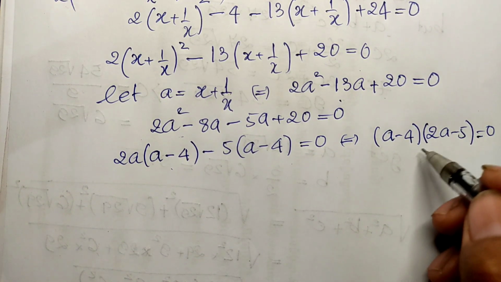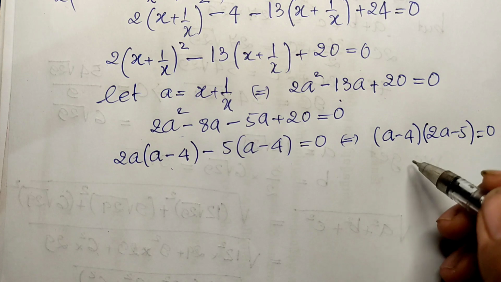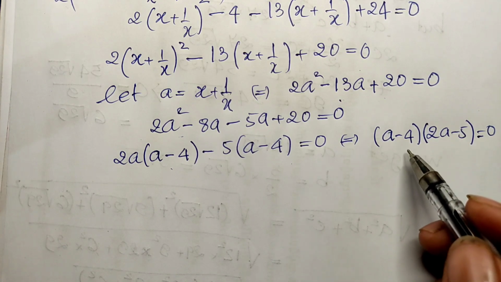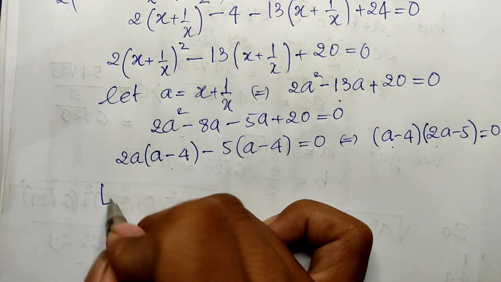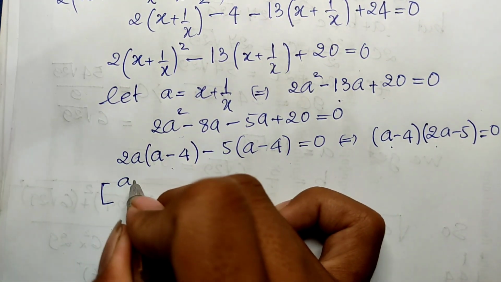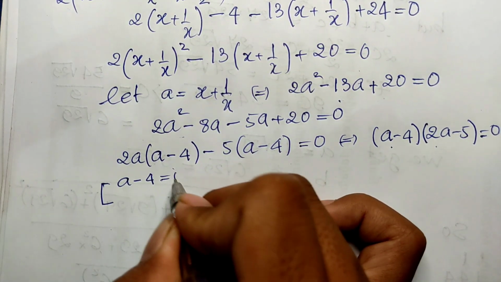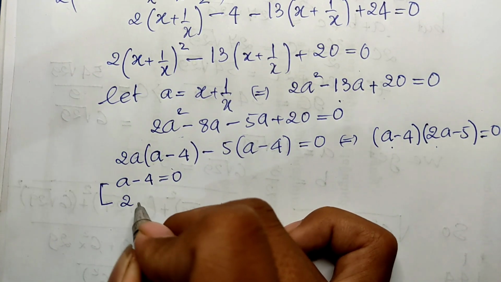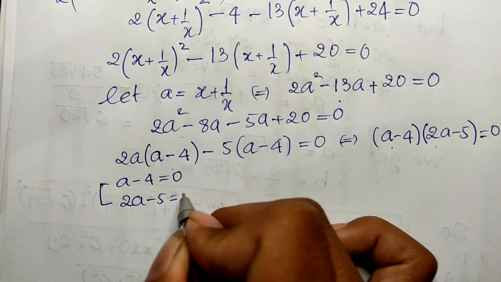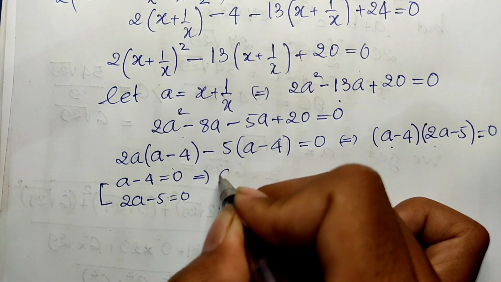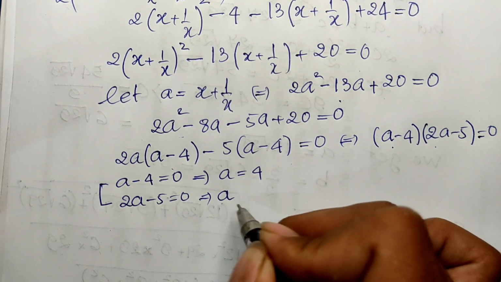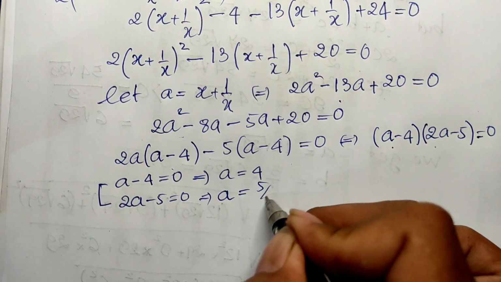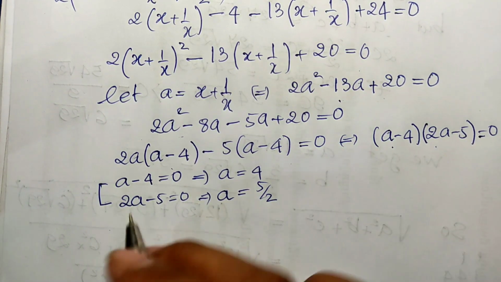Okay, now we have two factors that equal 0. So one factor equals 0 and the other factor equals 0. So now we get a minus 4 equals 0 and 2a minus 5 equals 0. And now I get a equals 4, and a equals 5 divided by 2.